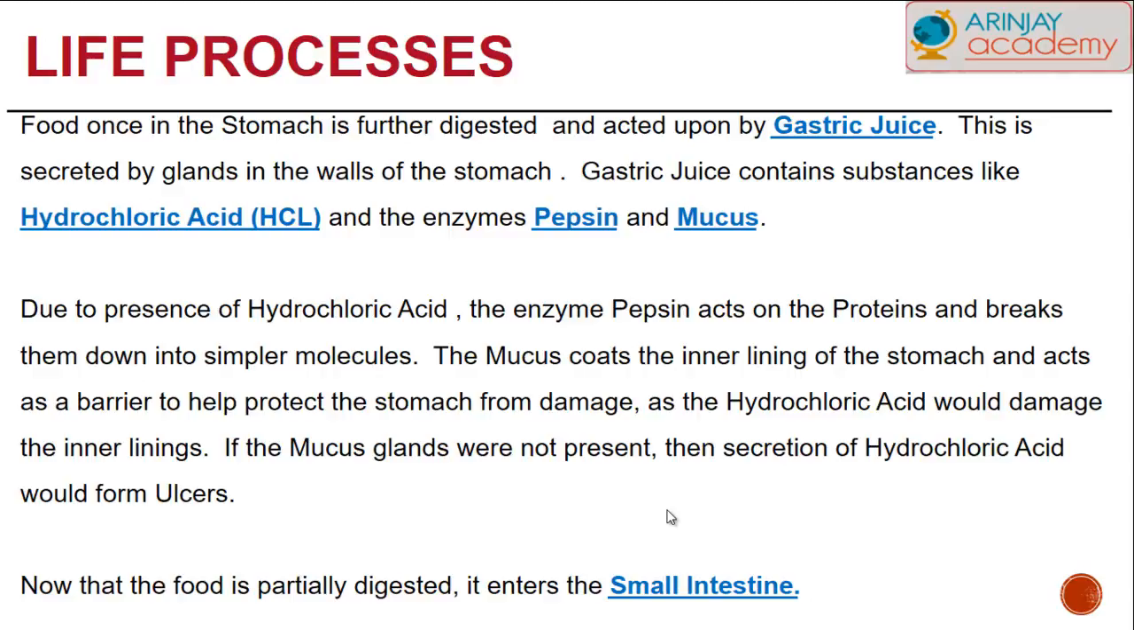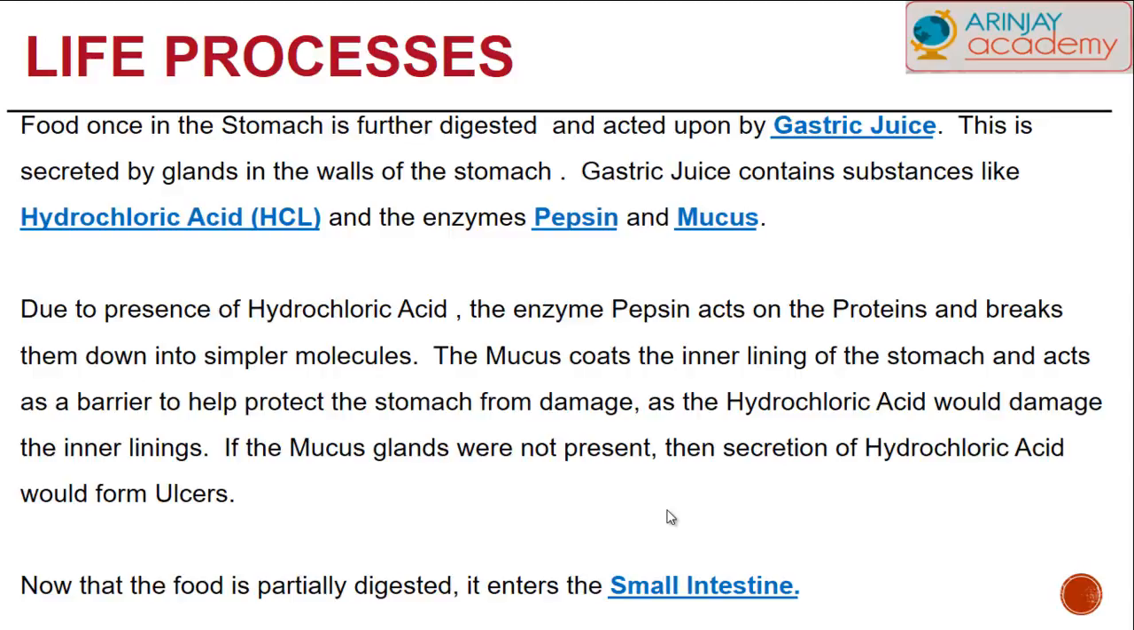Once the food is in the stomach, it is digested and acted upon by gastric juice. This is secreted by glands in the walls of the stomach. Gastric juice contains substances like hydrochloric acid, the enzyme pepsin, and mucus. Due to the presence of hydrochloric acid, the enzyme pepsin acts on the proteins and breaks them down into simpler molecules. The mucus is responsible for coating the inner lining of the stomach and acts as a barrier to help protect the stomach from damage.